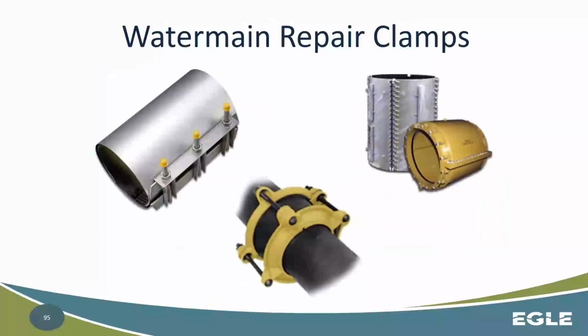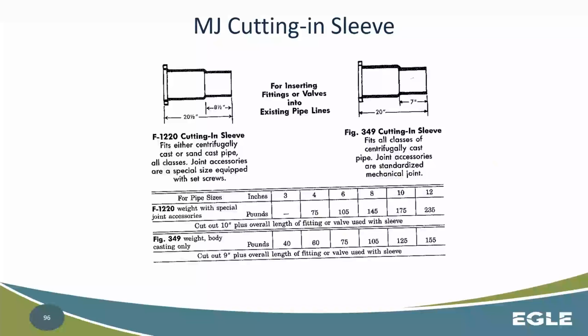This is an example of a pretty simple repair there. You have clamps, things like that. It looks like potentially, that almost looks like a slip joint, that one in the middle there. So that's pretty standard issue, methods for fixing an issue with the water main.